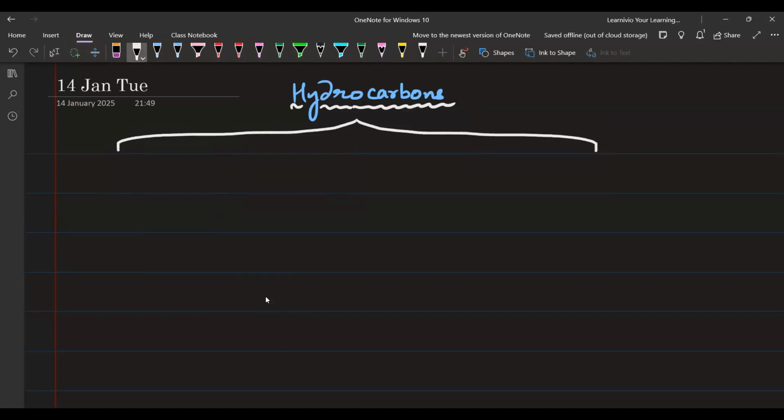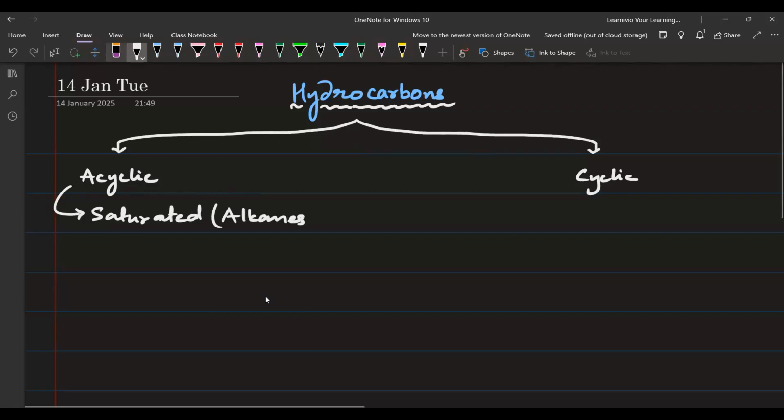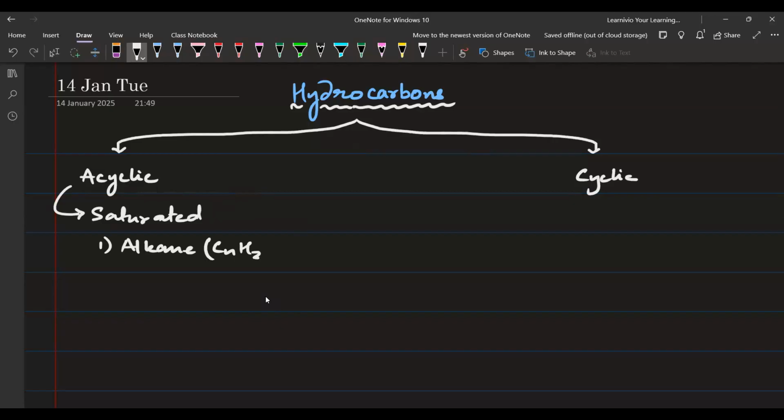So hydrocarbons can be divided into two categories. First one is acyclic, and the other one is cyclic. Now, acyclic can be again divided into two categories. The first one is saturated. In saturated hydrocarbons, we have only one category, that is alkane, which has a general formula of CnH2n+2.